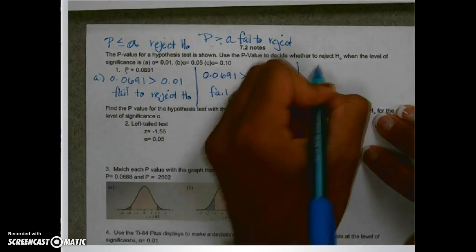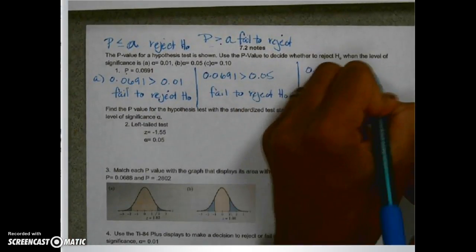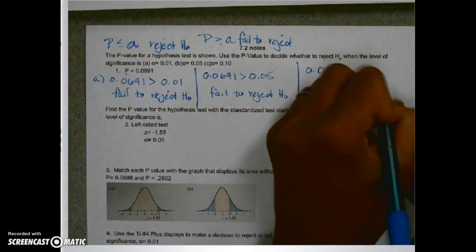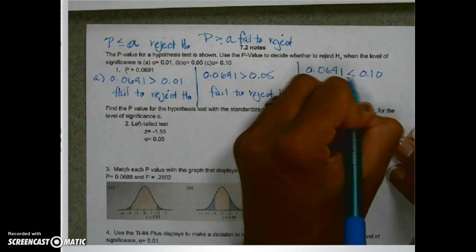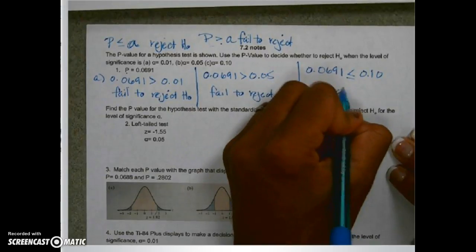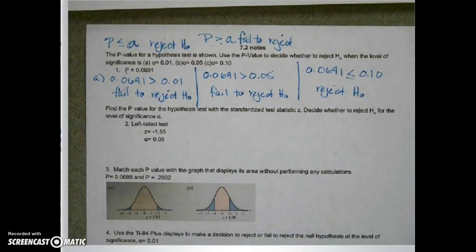One more. 0.0691. I know what you're thinking: there's got to be one reject. 0.1. And this would be it, because this is smaller, less than or equal to, therefore I am in the reject area. I'm going to reject the null hypothesis. Okay, we're building here, so stick with me.